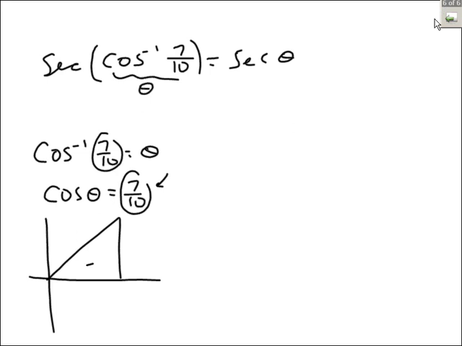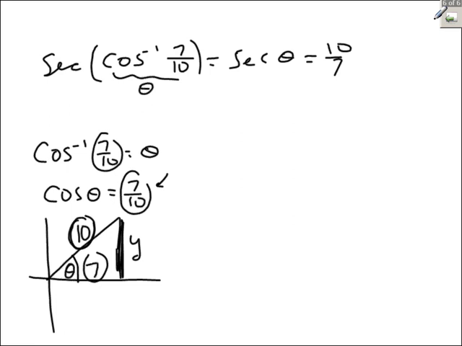Cosine is adjacent over hypotenuse. Now, here's the third side that we don't know, but we don't care what it is, because secant is, here's the angle, secant is hypotenuse over adjacent. It's just 10 over 7.